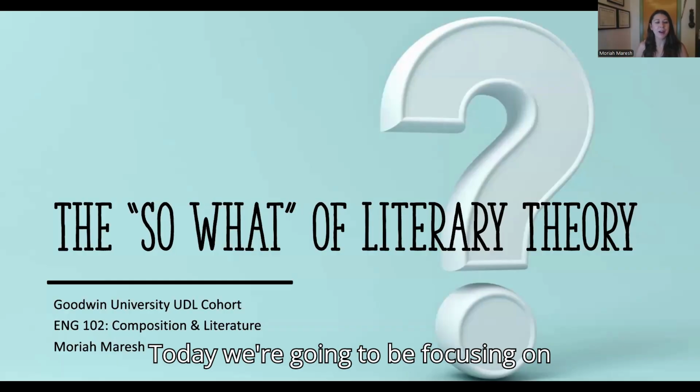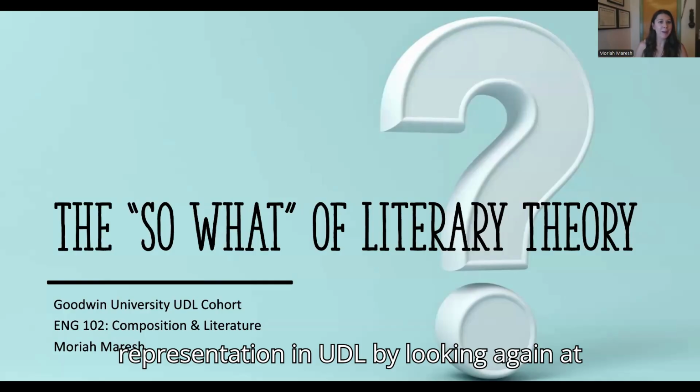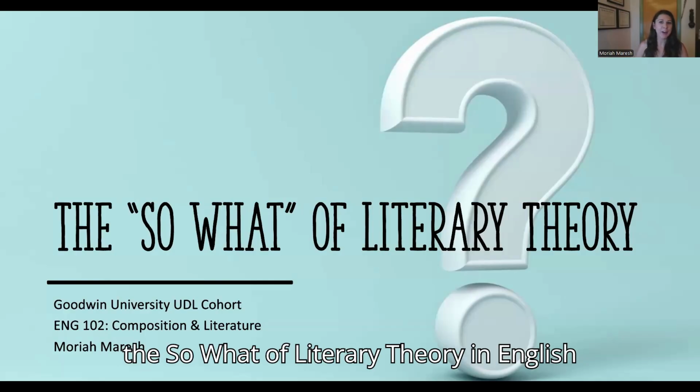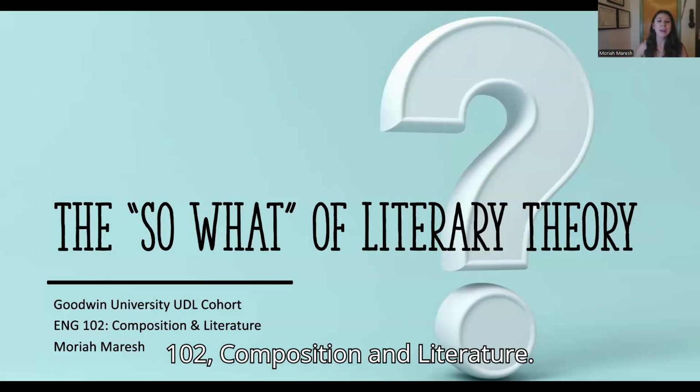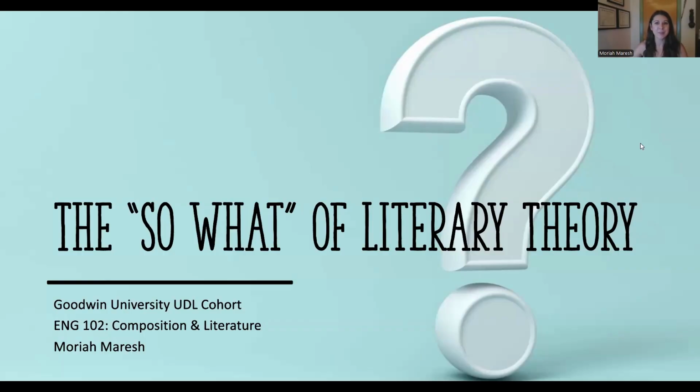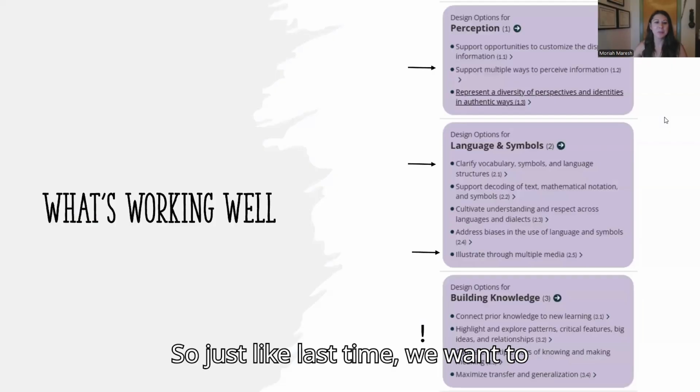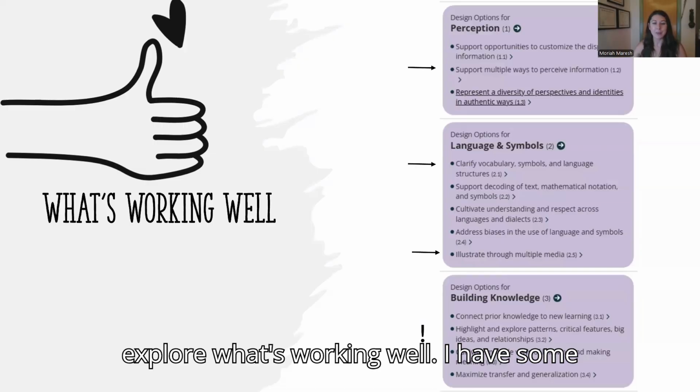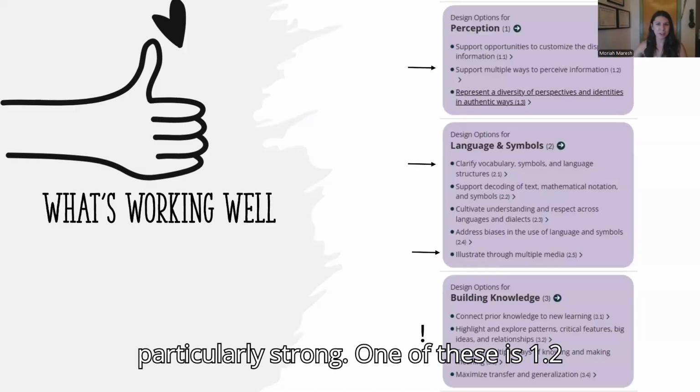Today we're going to be focusing on representation in UDL by looking again at the so what of literary theory in English 102, composition and literature. So just like last time, we want to explore what's working well. I have some arrows on the parts that I think are particularly strong.